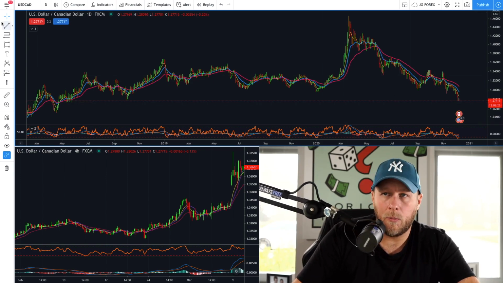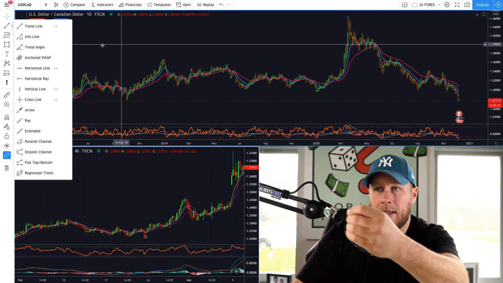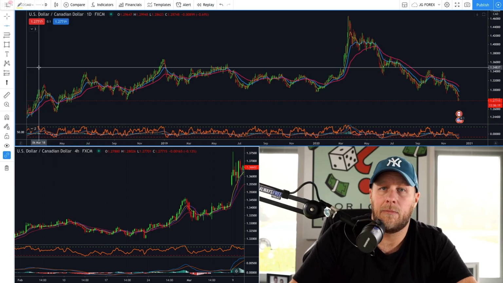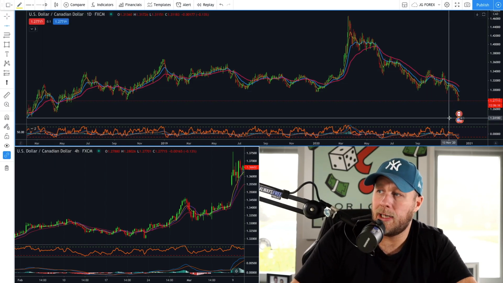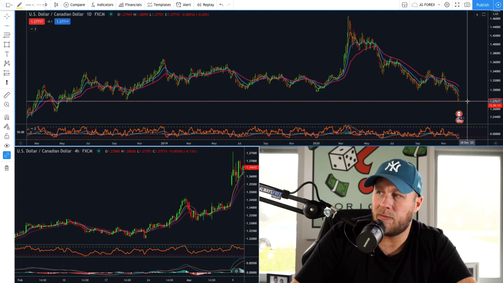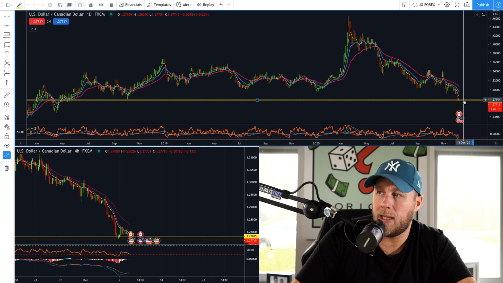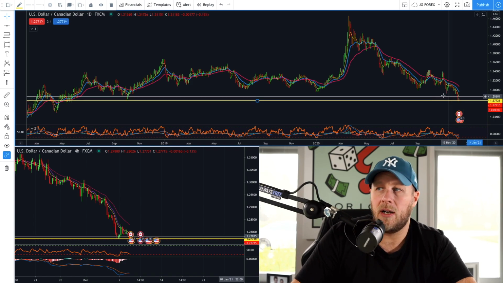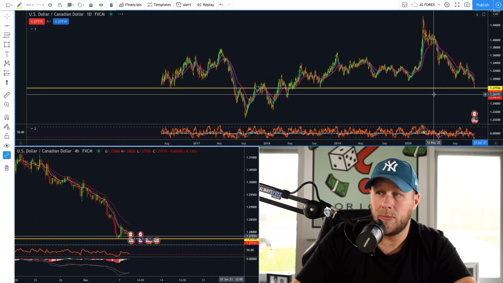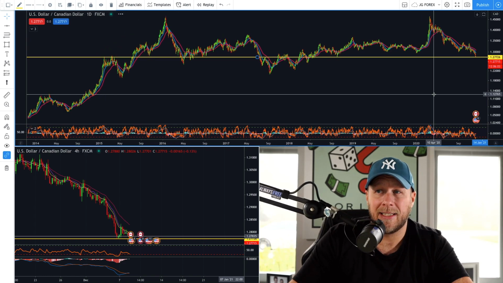So the first thing I'm going to do here when I look at the dollar CAD is bring on a horizontal line, and where we're trading right now at 27.71, I'm just going to ping a horizontal line right there. And on a bird's eye view on the daily time frame, I'm just going to zoom out and take a look at how price reacts at that level.